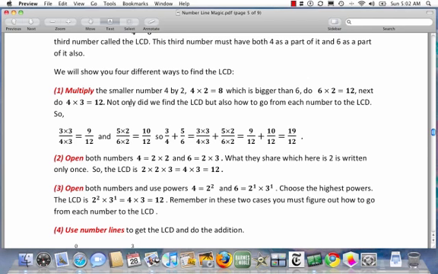One is using an Excel type idea by starting with the smaller number and multiplying by 2, 3, 4, and 5, and so on. So make a list of multiplication of your numbers by the various numbers 2, 3, 4, 5, and so on. And the first time the two lists agree, that is the LCD.